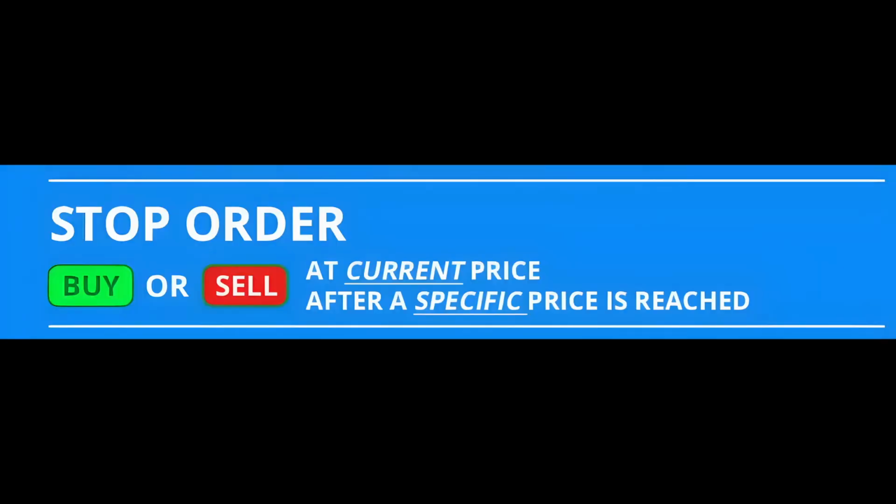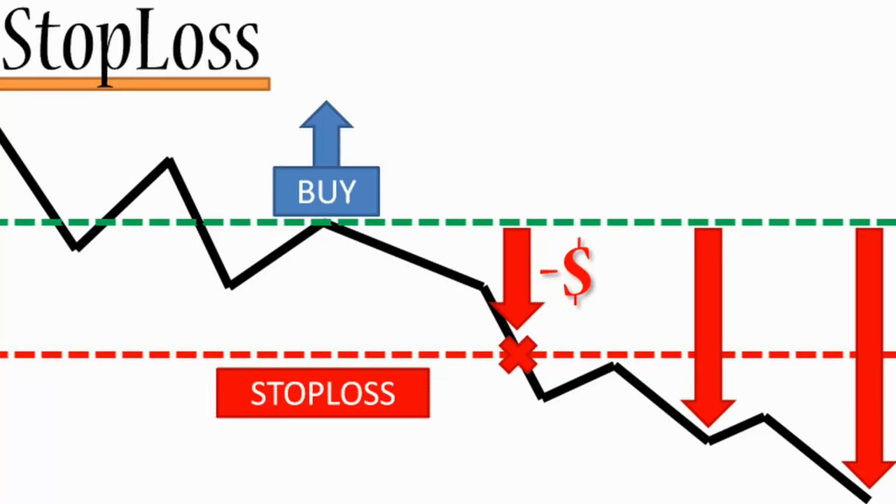A stop order is an instruction to your broker to execute a trade when the market price moves past a particular level. Here's how it works. A stop-loss order is a type of stop order that is recommended for any live position. It's designed to limit potential losses.